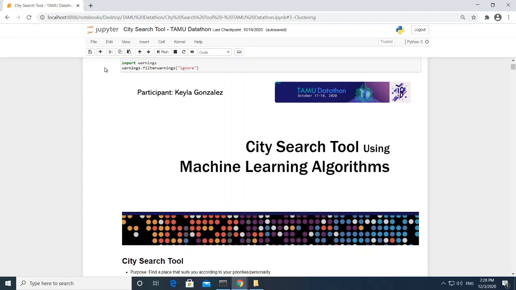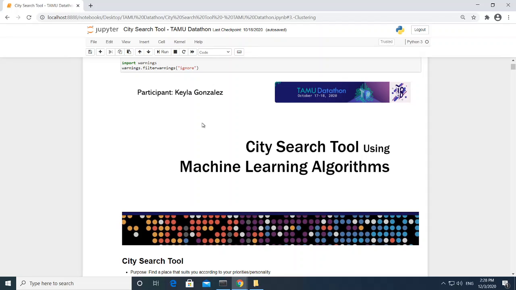Hi everyone! In this video I'm going to discuss a K-means and agglomerative clustering implementation. This is part of a project that I developed at a Datathon, called City Search Tool, using machine learning algorithms. The main idea is to find a place or a city that suits you according to your priorities and personality.